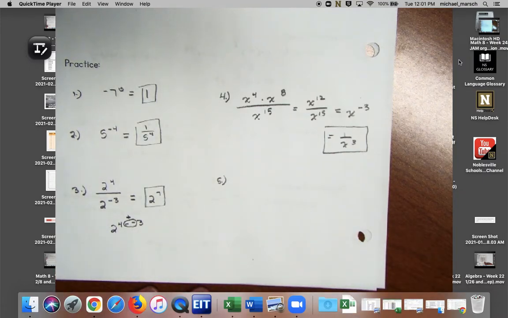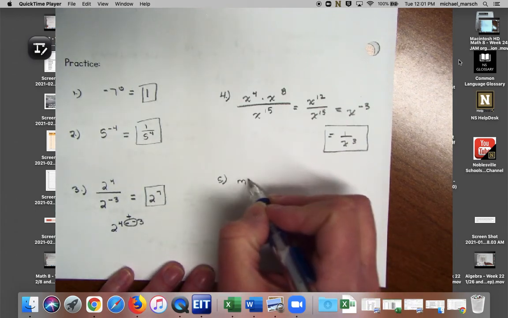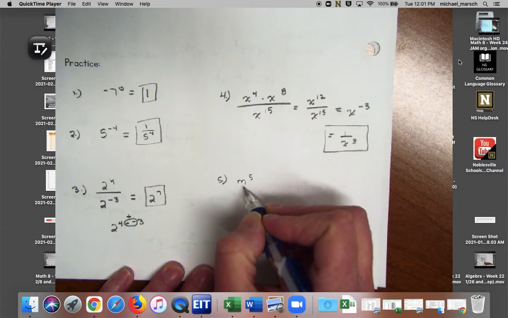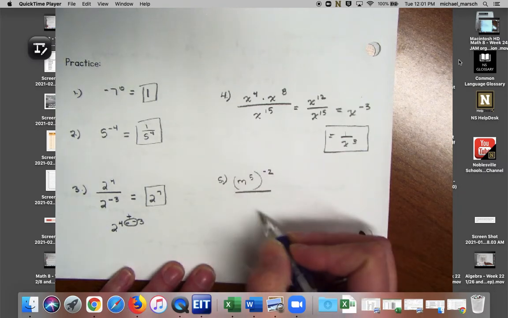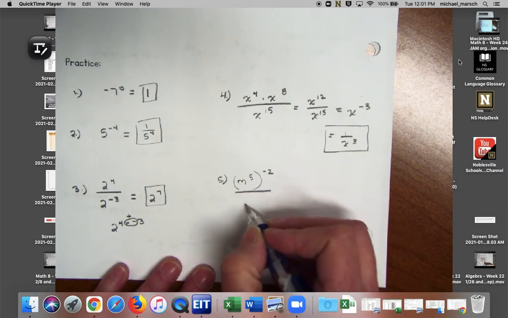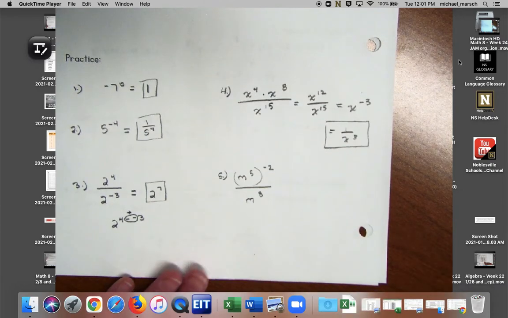Okay, one more example here. Getting some fancy variables here. I'm making them up as I go. Katie Williams, what should I do first?